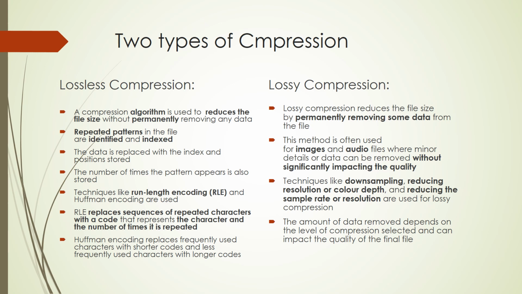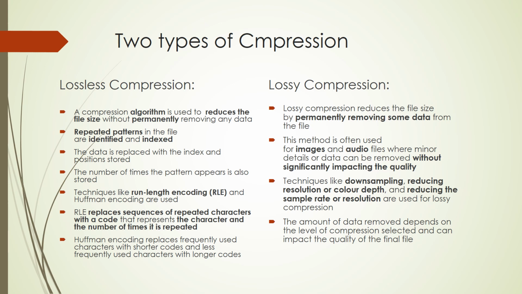In lossless compression, repeated patterns in the file are identified and indexed. On the other hand, the lossy method is used for images and audio files where minor details or data can be removed without significantly impacting the quality. In lossless compression, the data is replaced with the index and position stored, and the number of times the pattern appears is also stored.